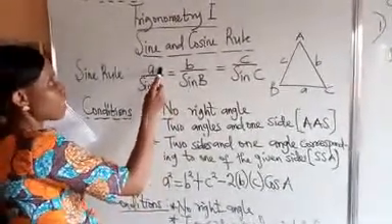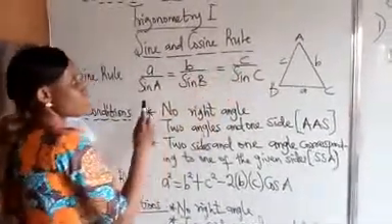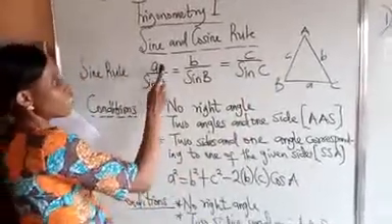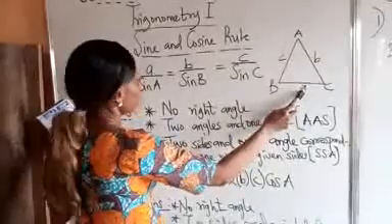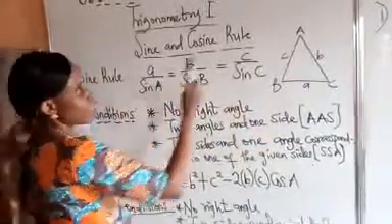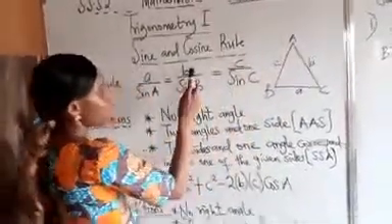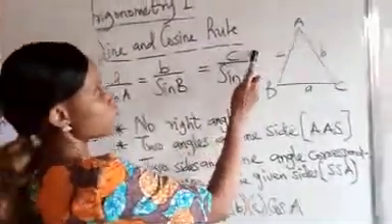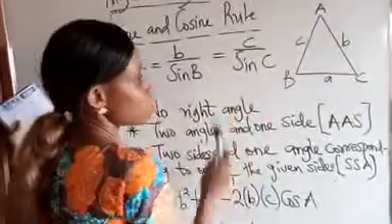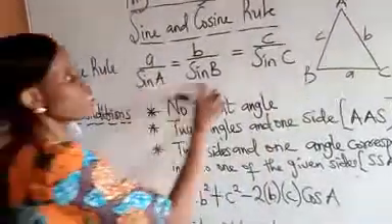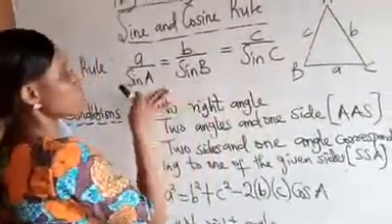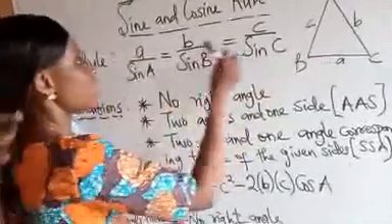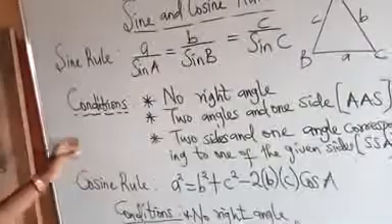The small letters represent the sides, the capital letters represent the angles. So side a divided by sine A is equal to side b over sine B, equal to c over sine C. Note, if you want to solve, we don't solve with all 3. Either you are solving with 2: a and b, or b and c, or c and a. So you don't solve with the 3 equations.